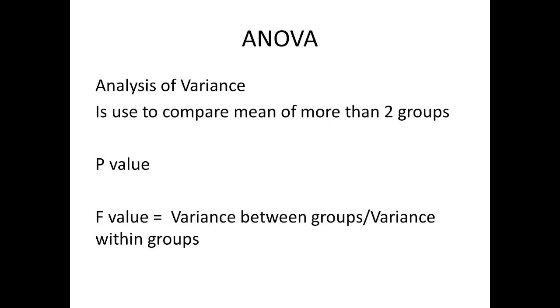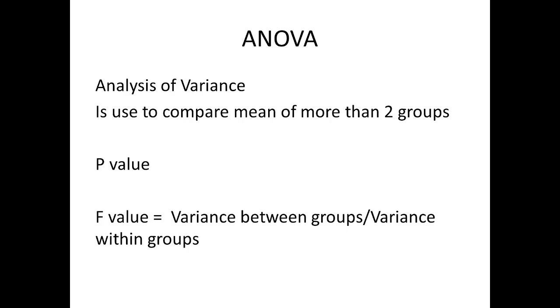ANOVA is used to compare the means of more than two groups. I mean three, four, or more groups. That is what we use ANOVA to do. The two major things that are really important are knowing the p-value, which is similar to what we do in the t-test and is also known as the sig value, and also the F value. The F value simply means variance between groups divided by variance within groups.